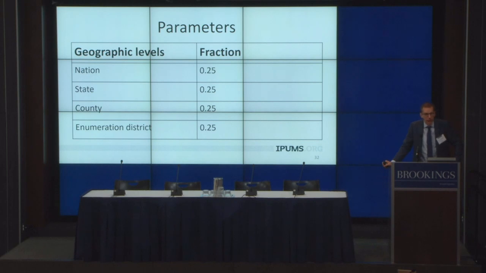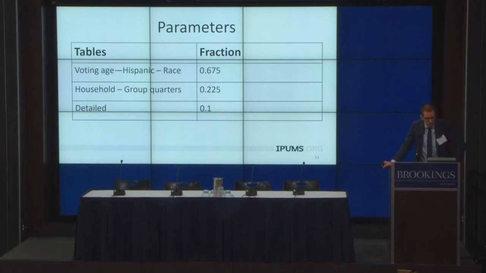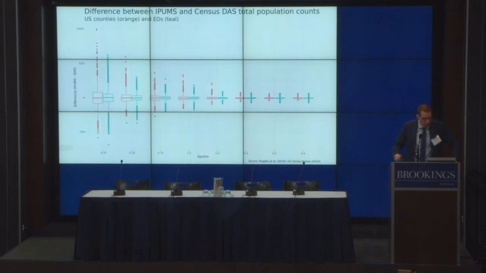They assigned equal fractions to the geographic levels, so 25% to each of them. And they assigned the voting age Hispanic race table the largest fraction. That means the least amount of noise will be infused into that table. And the detailed table has 0.1 of the privacy loss budget, so it gets a very small amount, so there's going to be the most noise infused into that table.